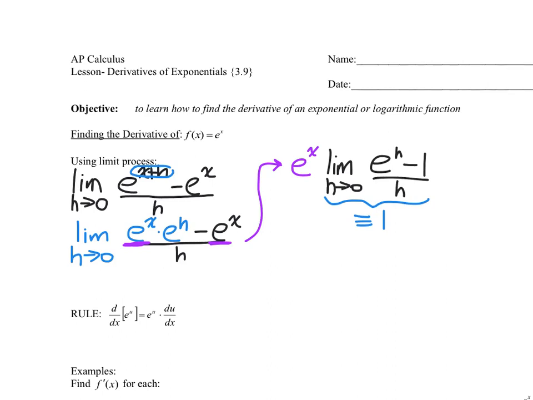Later on, maybe a week and a half, 2 weeks, we'll prove why that is the case. And you can determine it visually. If you put in y equals e to the x minus 1 over x in your calculator, and visually determine the limit as x approaches 0, you'll see that it's going to 1. But in terms of an analytic proof, we'll have to wait. The result would be that f prime of x, the derivative of e to the x, is actually e to the x.